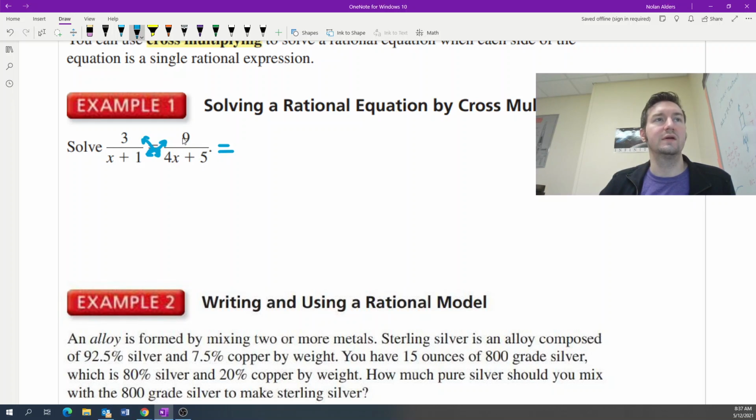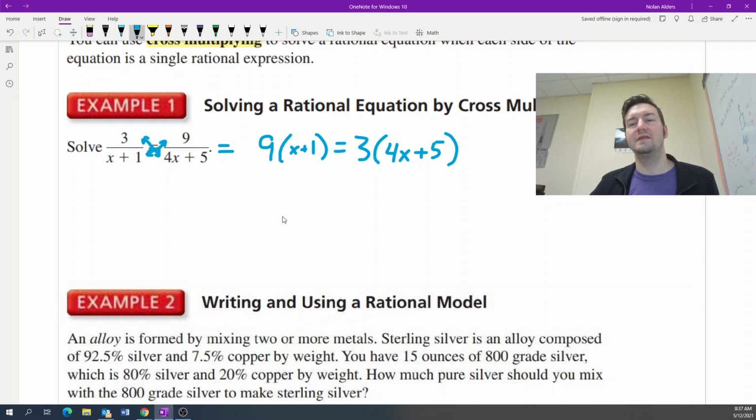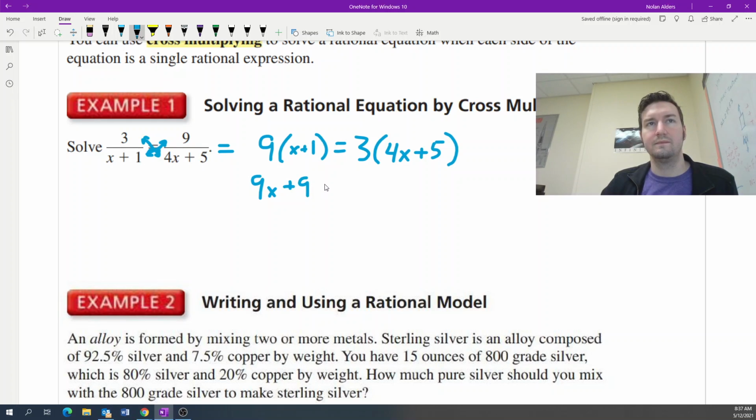So all this would equal, we could multiply 9 times x plus 1, and that's going to be equal to 3 times 4x plus 5. Okay, so cross multiplication can make our equations a little bit easier, and then we can solve from there. So 9 times x plus 1 will give us 9x plus 9. 3 times 4x is 12x. 3 times 5 is 15.